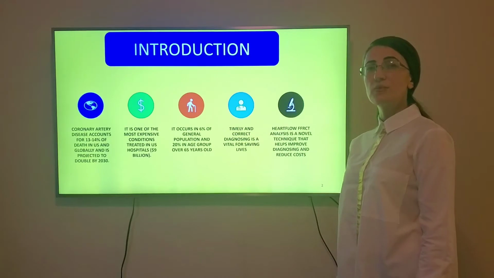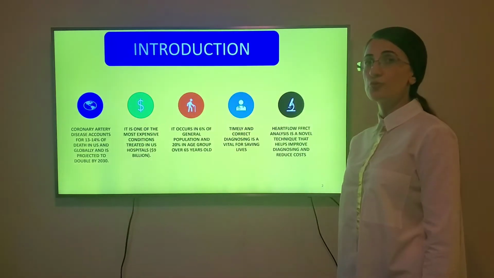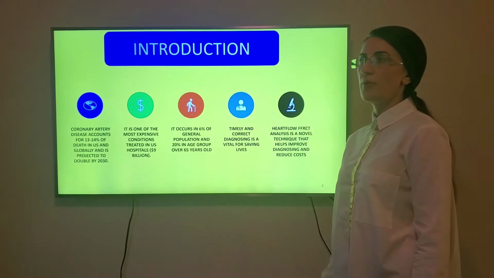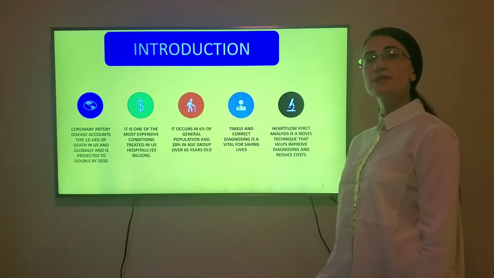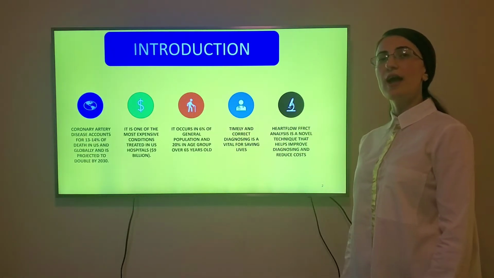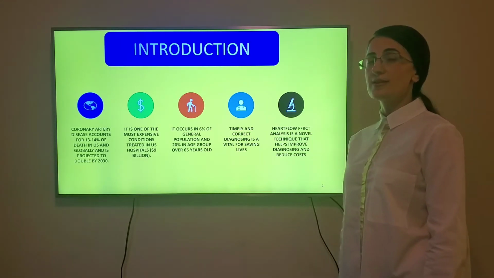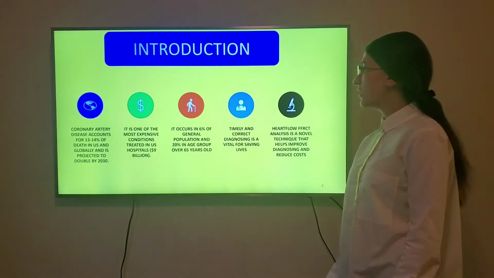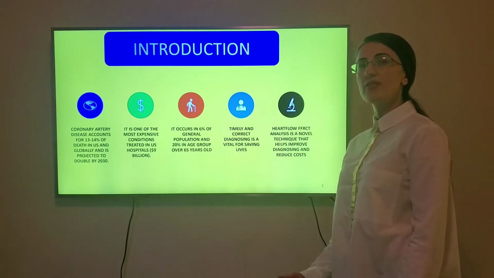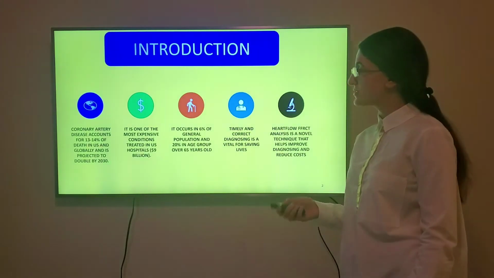It's about $6 billion. And this disease usually occurs in the old age group, but it can also happen in the young age group. But usually it occurs in the age group 65 or older. Timely diagnosing of coronary artery disease is very important, because if it is detected in time, it can save lives. And HeartFlow analysis, which I'm going to talk about later, is a non-invasive and novel method in detecting coronary artery disease.